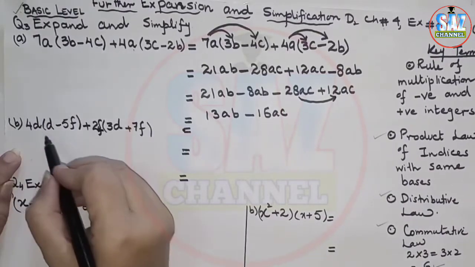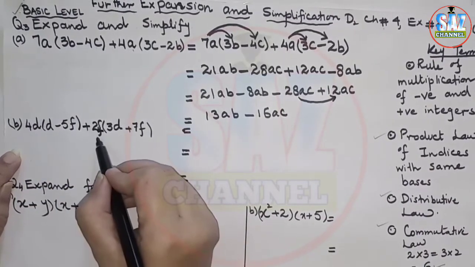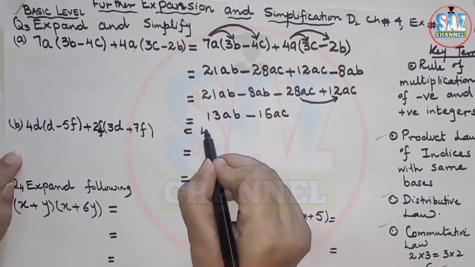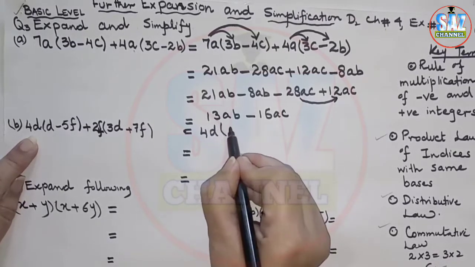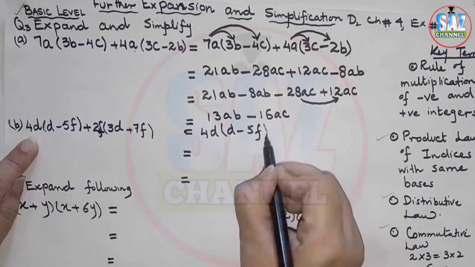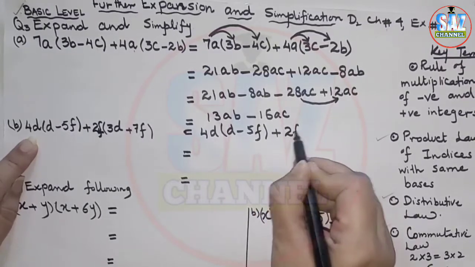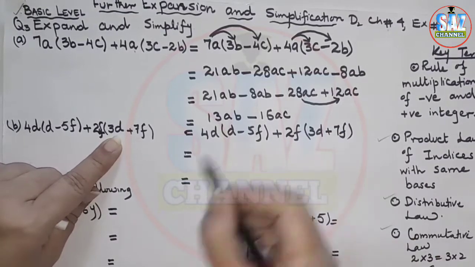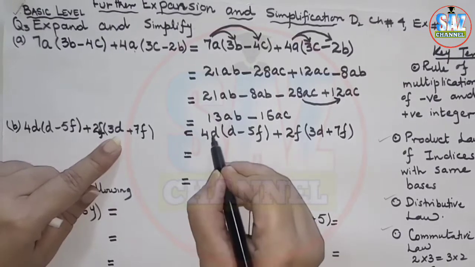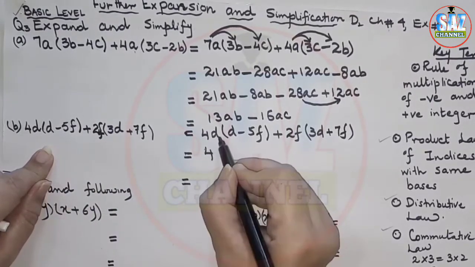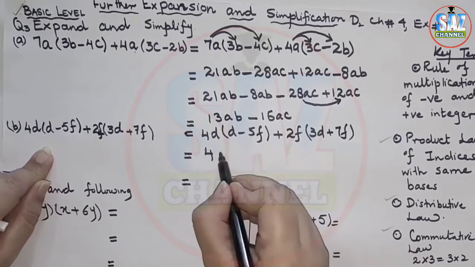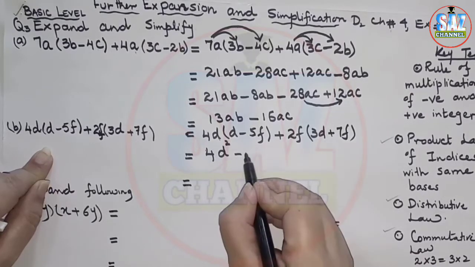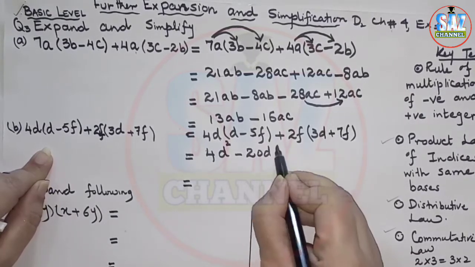Question is 4d into (d minus 5f) plus 2f into (3d plus 7f). First of all, rewrite the question. 4d into (d minus 5f) plus 2f into (3d plus 7f). Apply distributive property. 4d when multiplied by this d will become 4d square. Then 4 will be multiplied by 5, minus 20df.